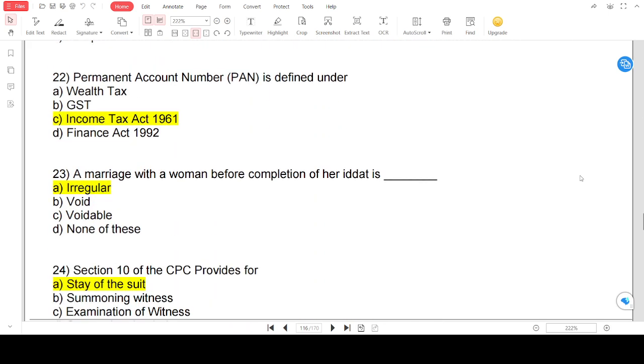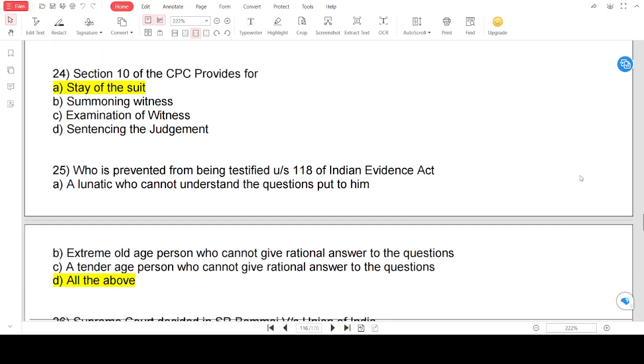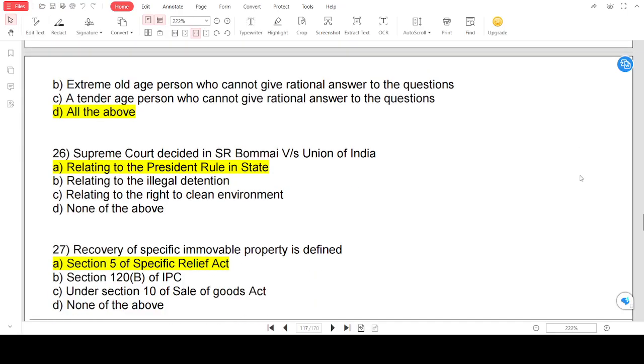A marriage with a woman before completion of her iddat is irregular. Section 10 of the CPC provides for stay of suit. Who is prevented from testifying under Section 118 of the Indian Evidence Act? A lunatic who cannot understand the questions put to him. An extremely old person who cannot give rational answers to the questions. A person of tender age who cannot give rational answers to the questions.